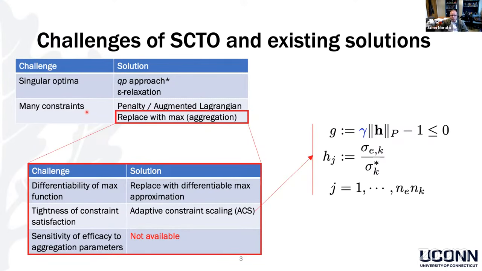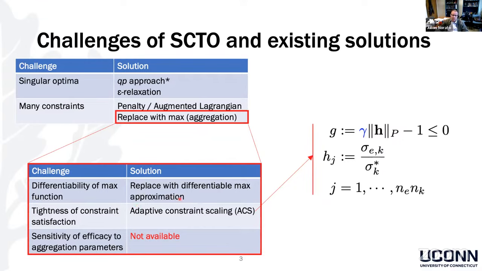Now, when we do that, meaning when we take all the elemental constraints and replace them with a single maximum function, then we have some other challenges. The first one being that the true maximum function is not differentiable. And so what people have proposed is to replace it with a differentiable approximation of the maximum function. Actually, Ole and Pierre Duysinx were some of the first people to propose that.